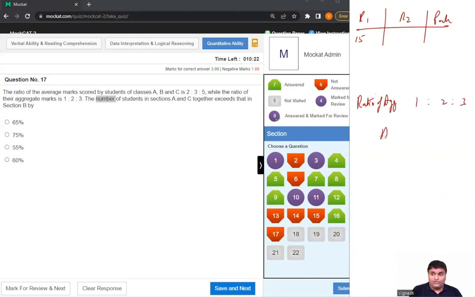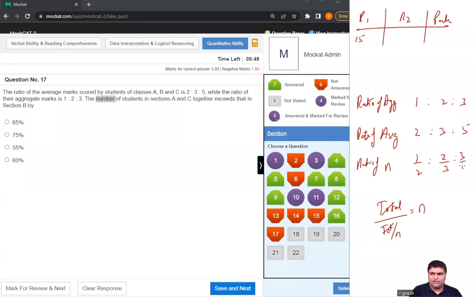1:2:3. If average is given, then how do you find the ratio of number of terms? Divide the both. Total divided by average. What is average? Total by n. What happens? Total cancels, n goes to the numerator. So aggregate total by average should give you number of terms. So average is how much here? 2:3:5. So 1/2 is to 2/3 is to 3/5.